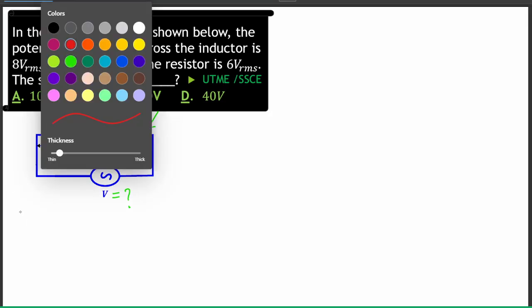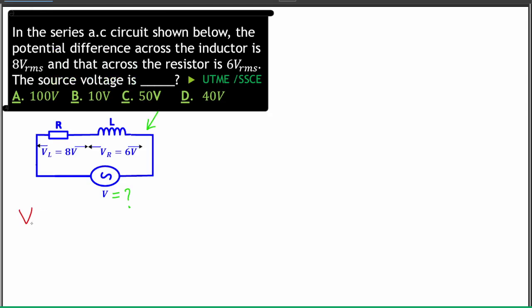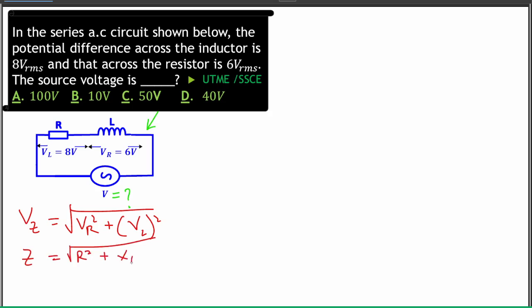Okay, you remember our formulas? The three of them. VZ, remember it's Z because we are dealing with R and L, so impedance is involved. So VZ is equal to the square root of VR squared plus, in this case, VL squared, only VL, right? And then you remember the impedance is equal to what? Square root of R squared plus XL squared.